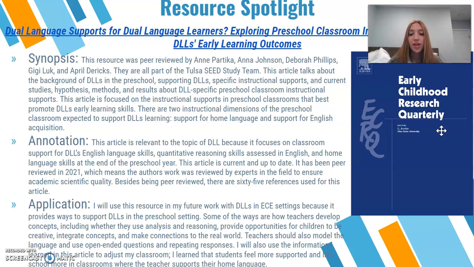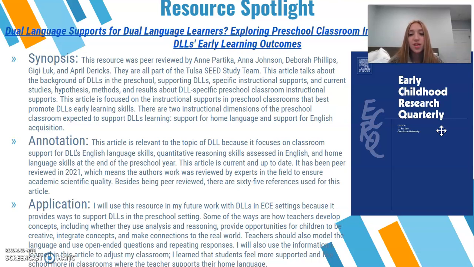This article is current and up to date, and it has been peer-reviewed in 2021, which means the author's work was reviewed by experts in the field to ensure academic scientific quality. Besides being peer-reviewed, there are also 65 references that were used in this article. And for application, I will use this resource in my future work with dual language learners in early childhood education settings because it provides ways to support dual language learners in the preschool setting.